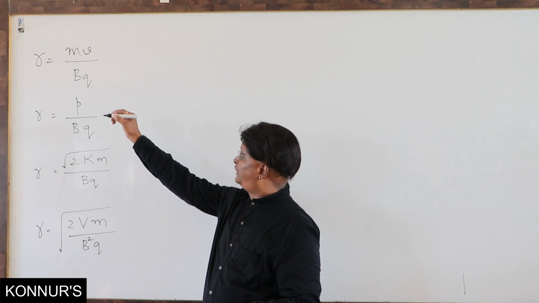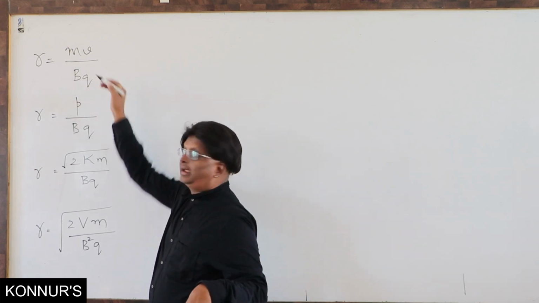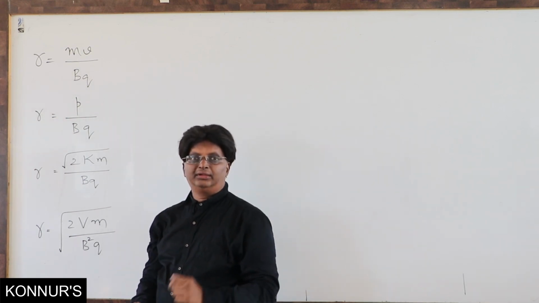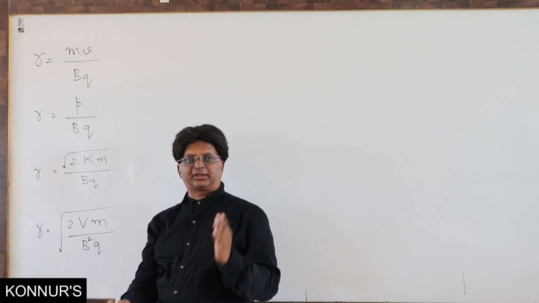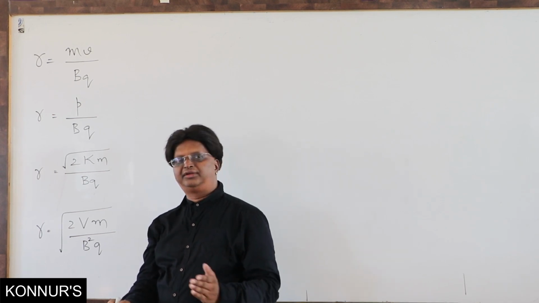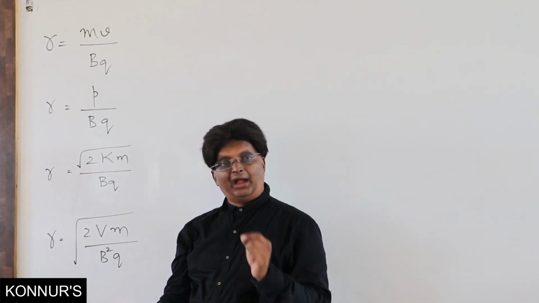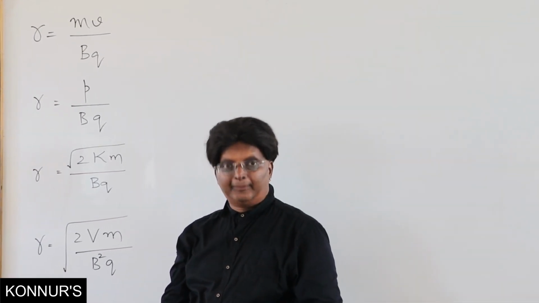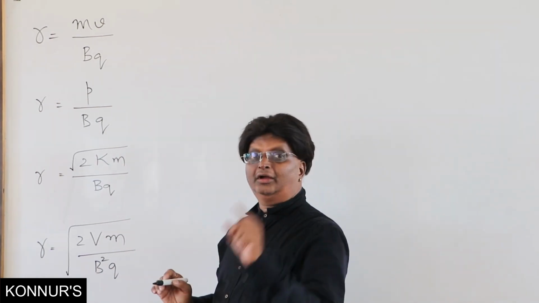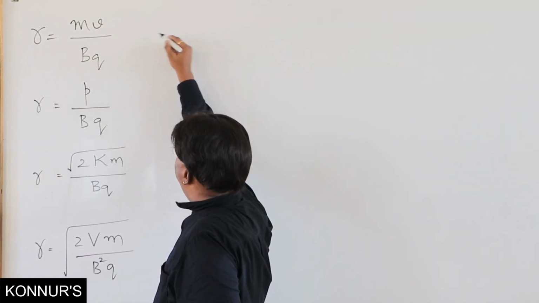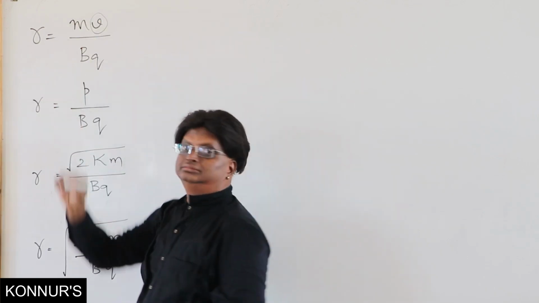These are the expressions we got earlier: R equal to mv by bq. See, when we are talking about the radius of a particle and the changes in the radius of the particle for different data, the data is important. How? Because here, using this expression, I write for a given velocity.